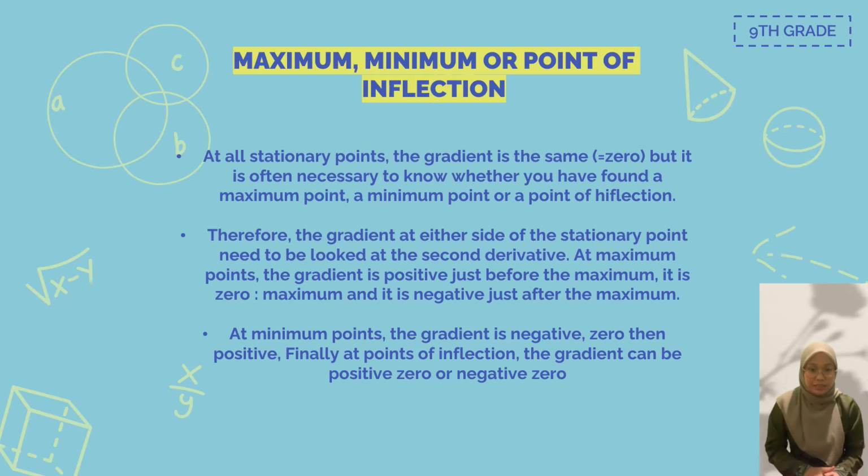At maximum points, the gradient is positive just before the maximum. It is 0 at the maximum and it is negative just after the maximum. At minimum points, the gradient is negative, 0, then positive. Finally, at points of inflection, the gradient can be positive, 0, positive or negative, 0, negative.